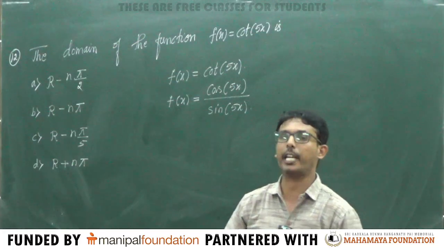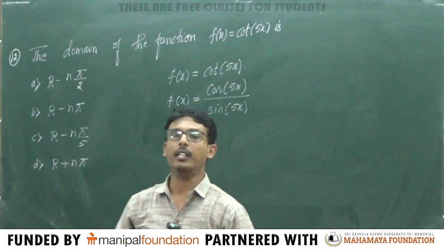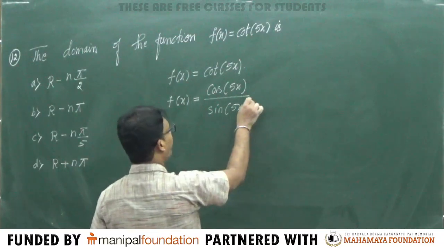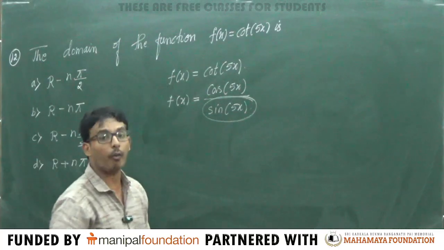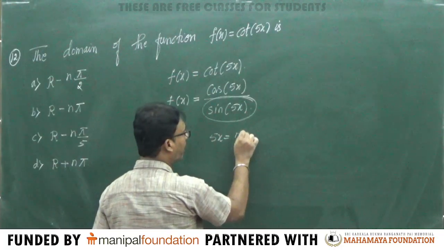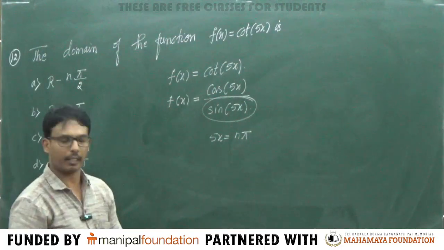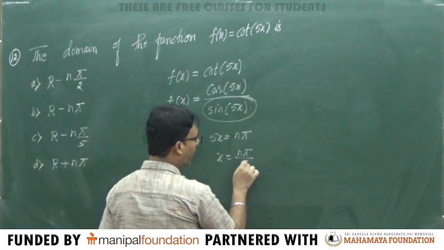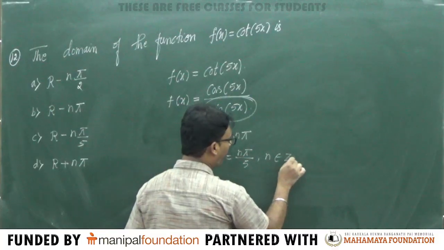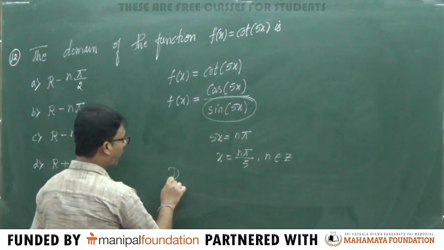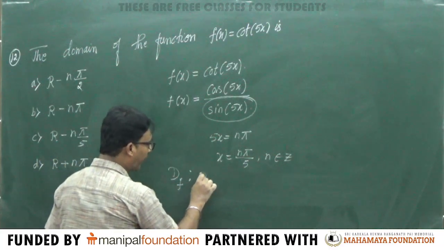So the value of sine pi is 0, sine 0 is 0, sine 2 pi is also equal to 0. Therefore, the denominator sine function becomes 0 when the angle is an integral multiple of the angle pi. That means the value of x is equal to n pi by 5, where n belongs to the set of all integers.